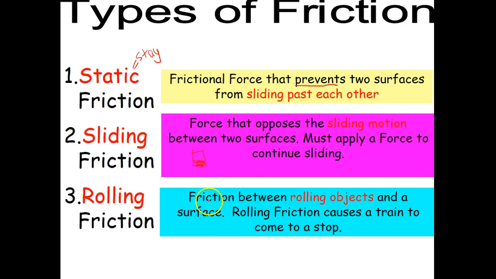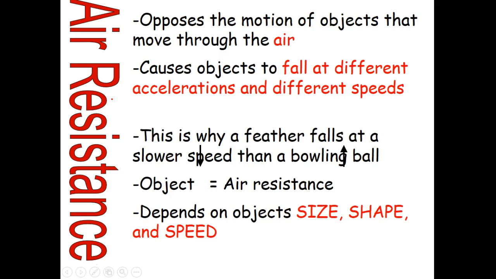Another type of friction is friction between rolling objects. An example of that would be a train coming to a stop. It uses its brakes, and the combination of those wheels hitting a surface and a circular motion makes those wheels slow down, causing it to stop. Okay, so three basic different types of friction. Another type of friction that we don't often think about in terms of being friction is called air resistance. Okay, air resistance opposes the motion of objects that move through the air.